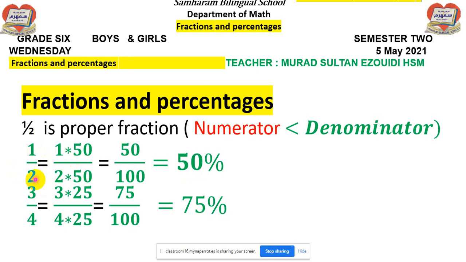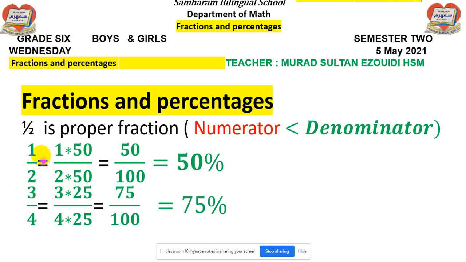I don't know. Okay. Look, my daughter. 1 over 2, you will make the denominator 100. You will try to find an equivalent fraction. Equivalent fraction means that both fractions have the same value. For example, 1 over 2 and 50 divided by 100 are called equivalent fractions. Why? Simply because we multiply the numerator by 50, and at the same time we multiply the denominator by 50. We should multiply by the same number or divide by the same number to get an equivalent fraction.